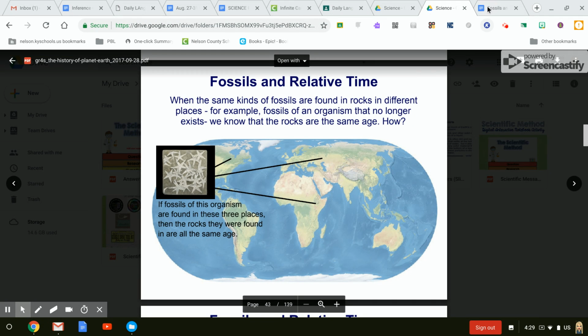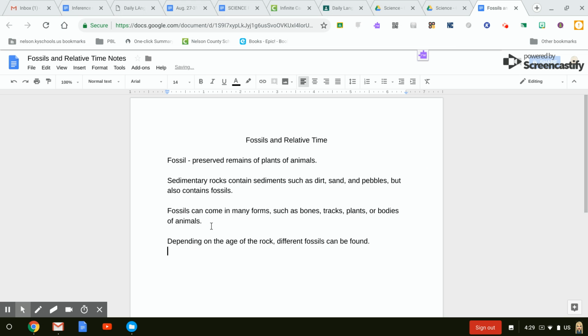So what I want you to type here is that when the same kinds of fossils are found in rocks in different places, we know that the rocks are the same age.